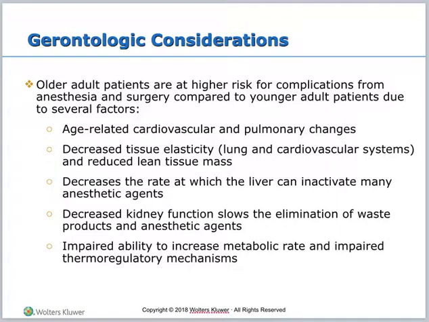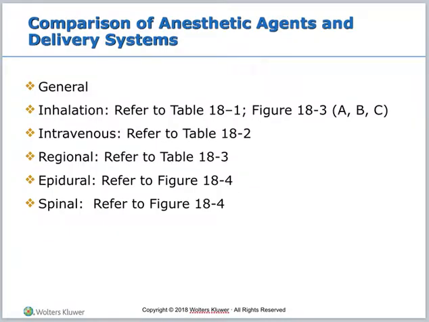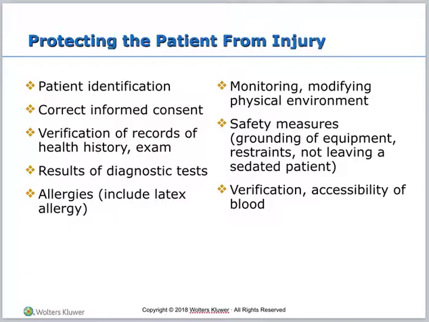Then, of course, we've got the specific considerations for older adults. They are at a higher risk for complications compared to younger adults because of that aging process. So be sure that you're mindful of these factors. Your textbook offers you several charts that you can refer to for insight. I'm not going to expect you to memorize these different delivery systems, but it helps give you some understanding, okay? And then let's touch base on protecting our patient. That is a vital role that registered nurses play in the OR.